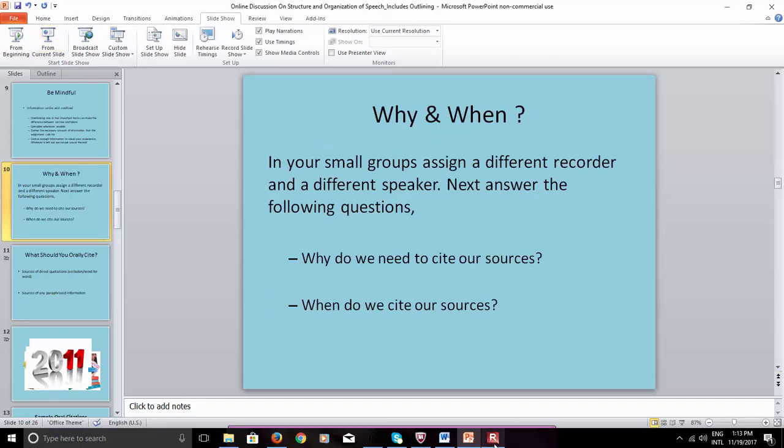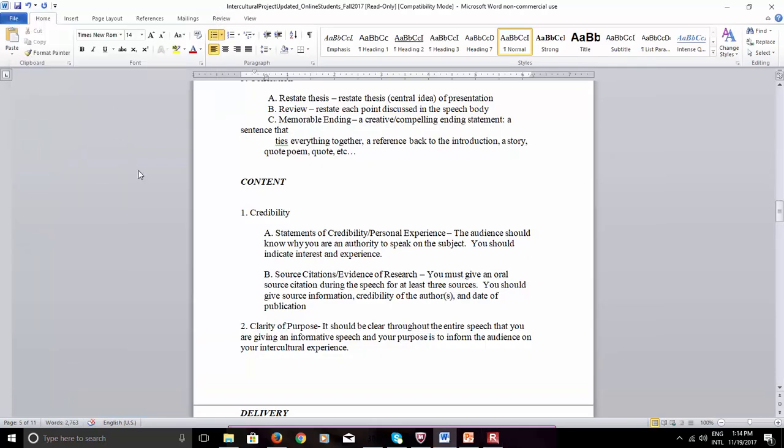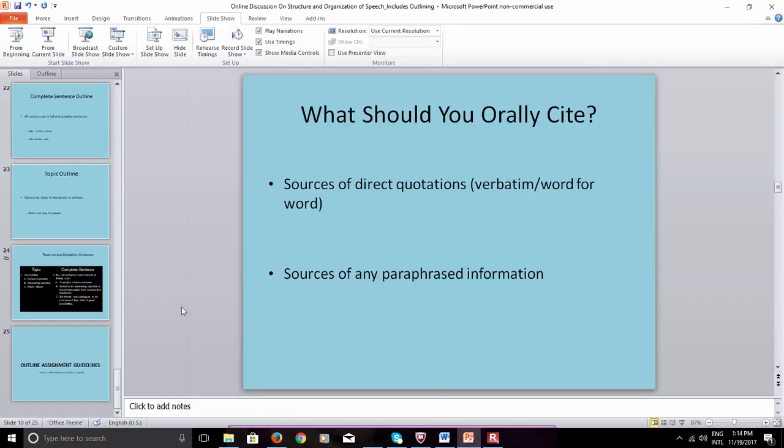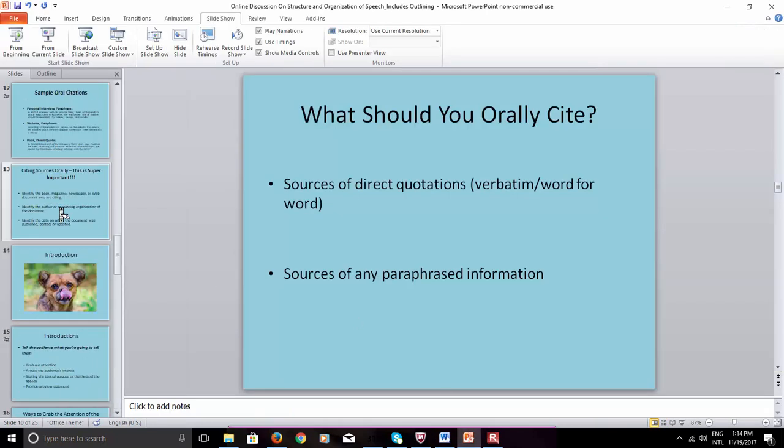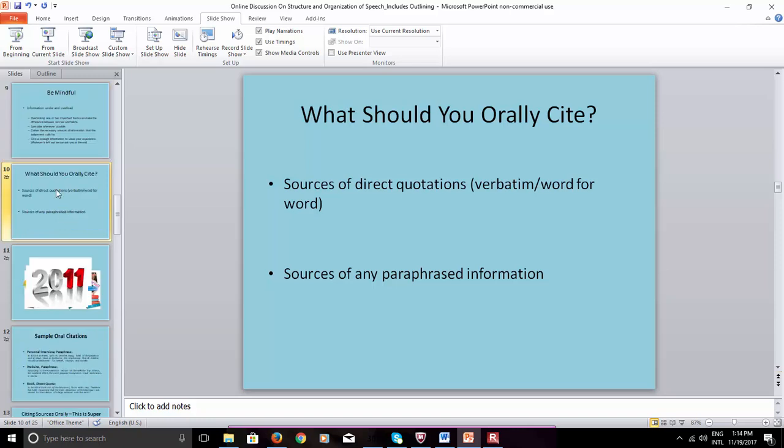When you think about the guidelines, and when you think about oral citations, the oral citations that you're going to need, if we look at the guidelines on page 5 of the document, under credibility in the content section, it says you must give oral source citations during the speech for at least 3 sources. You should give source information, credibility of the authors, and date of publication. So you might be sitting there thinking, well, what does all that mean? I want to take the next couple of minutes and talk about oral citations and then give you some examples.